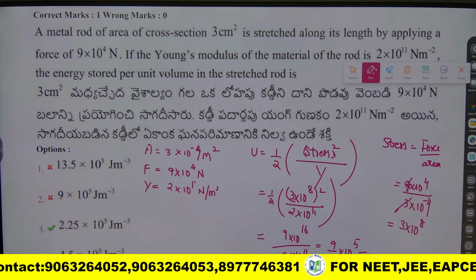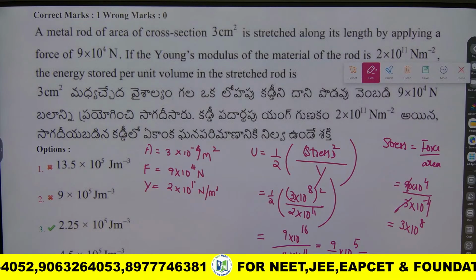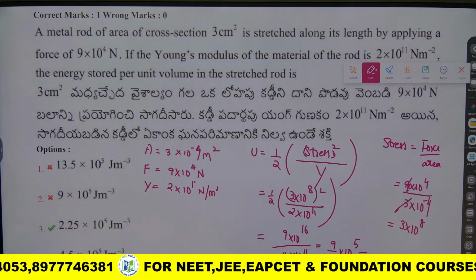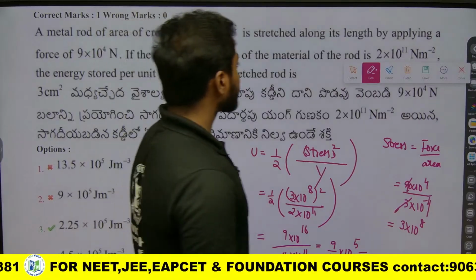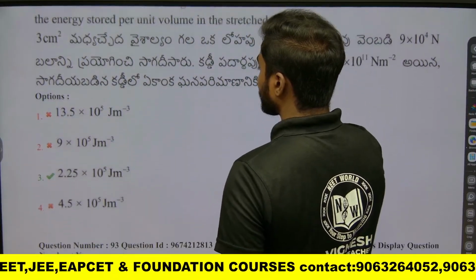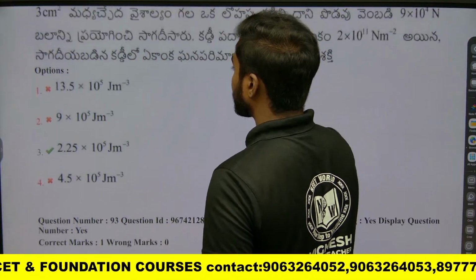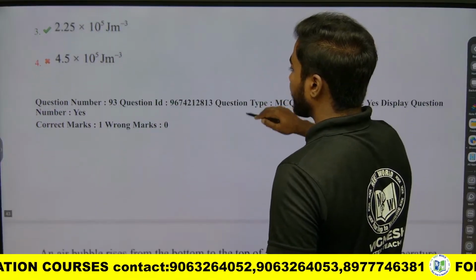Okay, if you have completed, we can go for the next question. So this question, the answer is 2.25 into 10 power 5. Okay, and the next question.